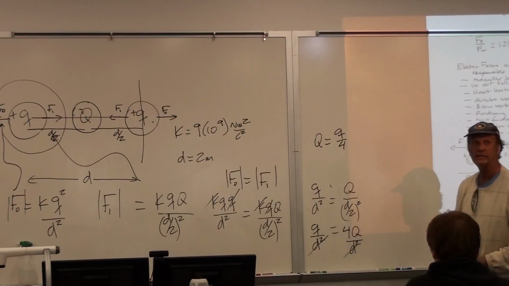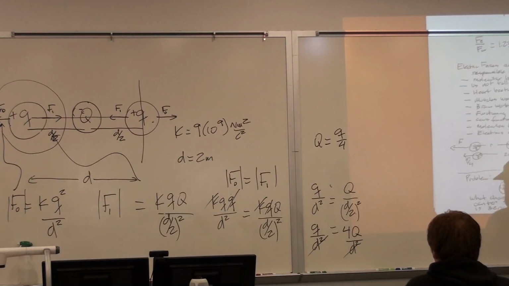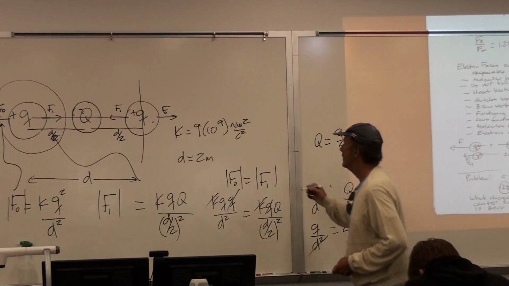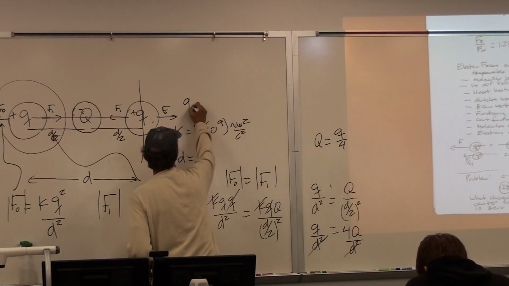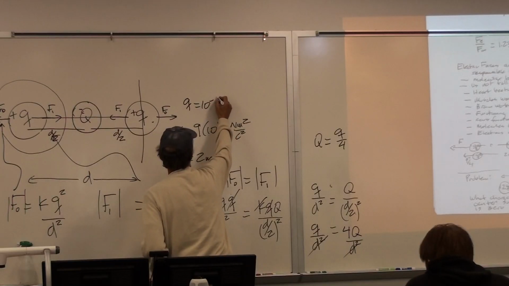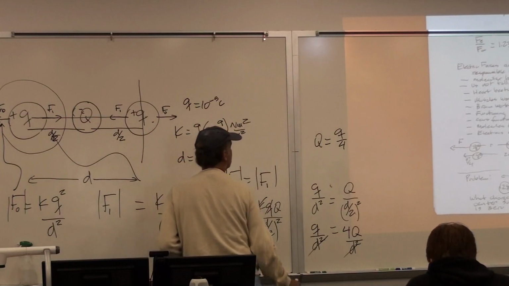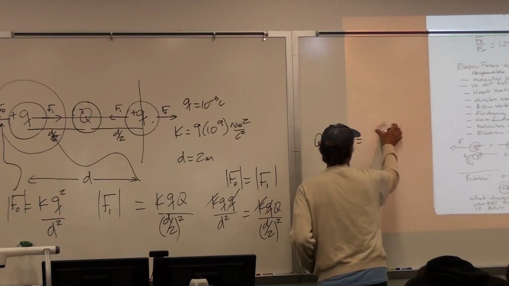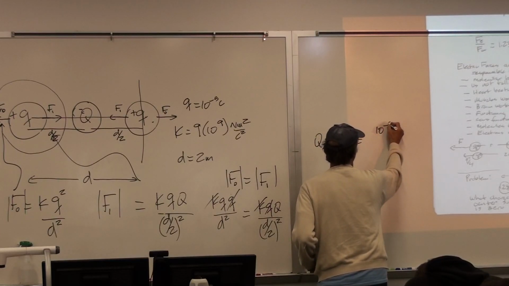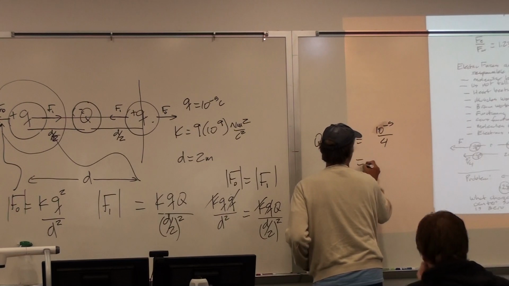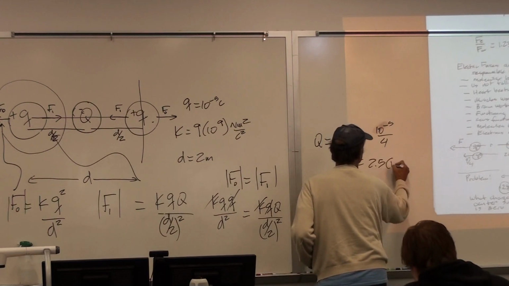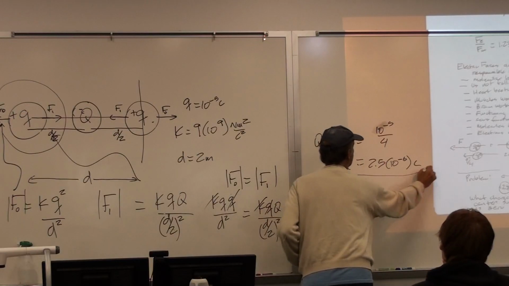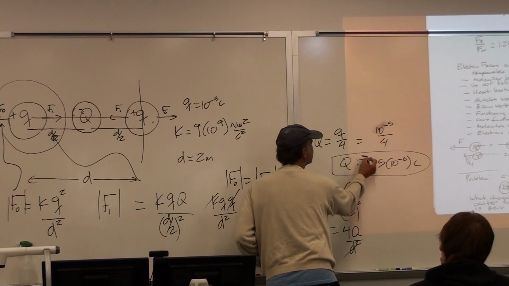Okay, so is that correct? Okay, well, let's say that I do have a number. Let's say the little q is equal to 10 to the minus 5 coulombs. And can I write this as 10 to the minus 5 divided by 4, or 2.5 times 10 to the minus 6 coulombs? You need a negative sign. Right, you need the negative sign.